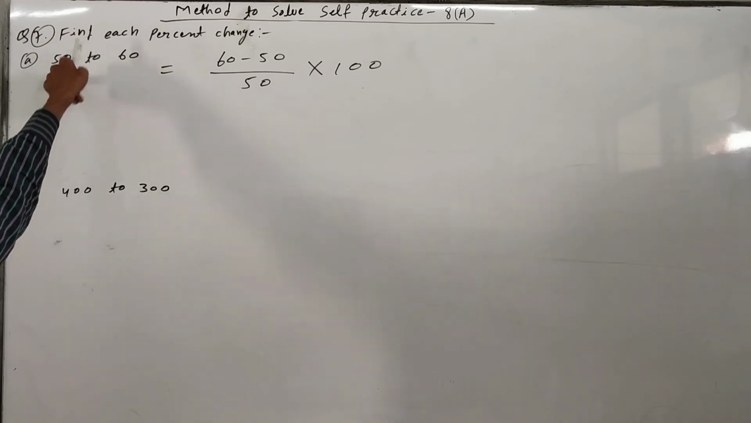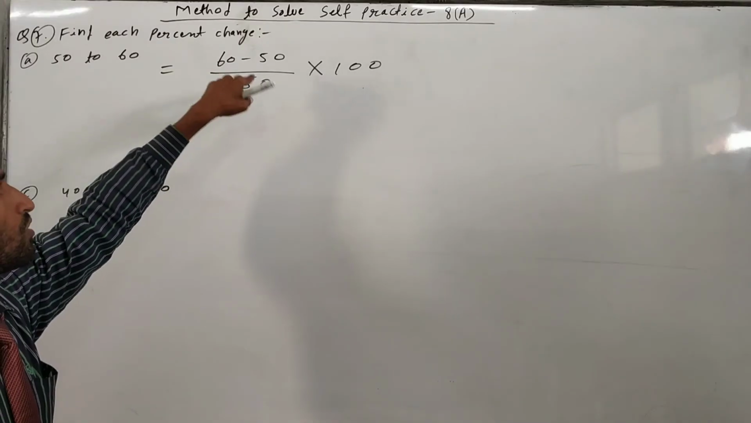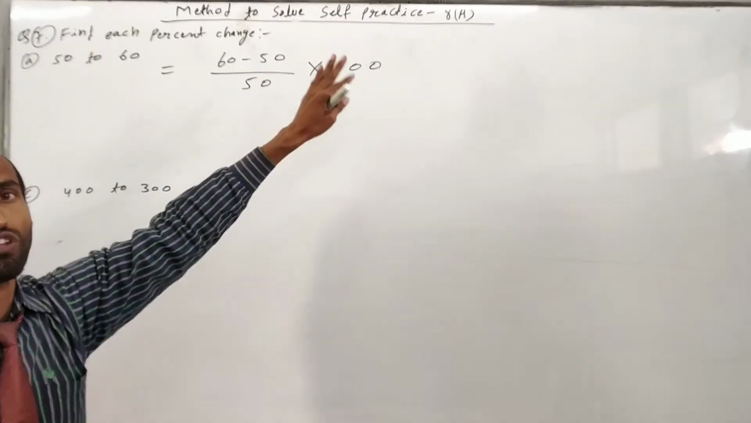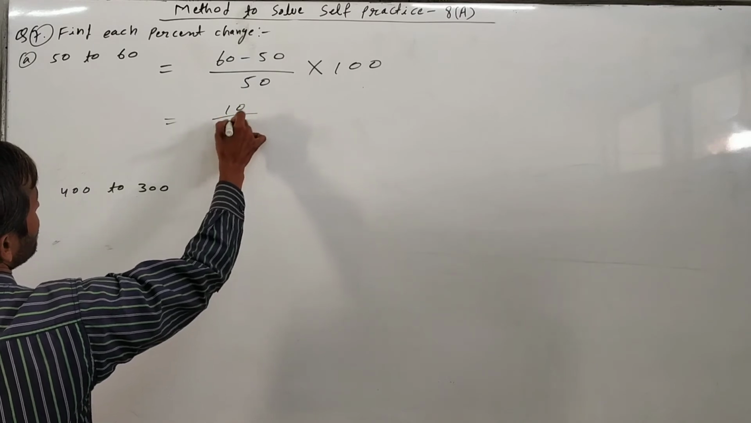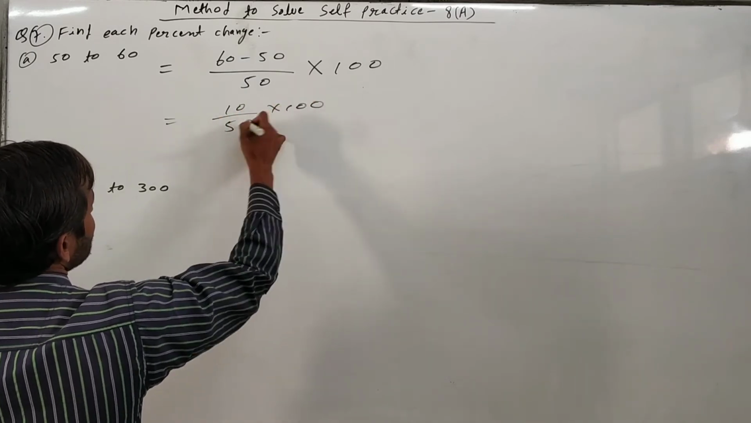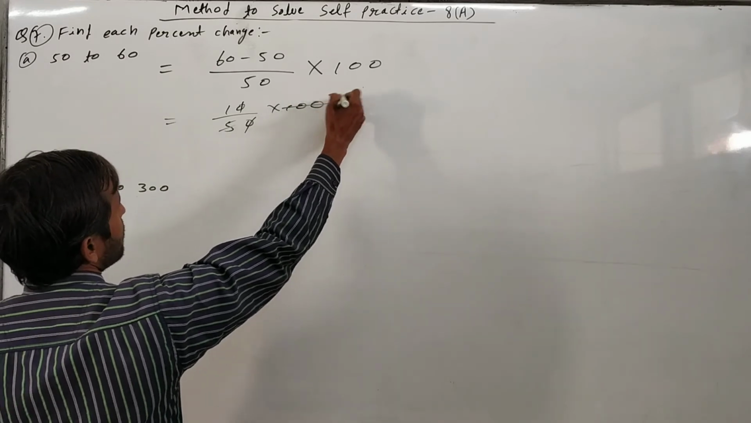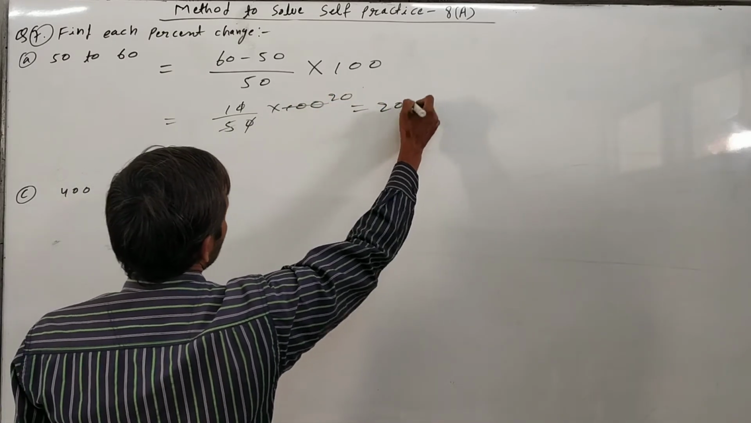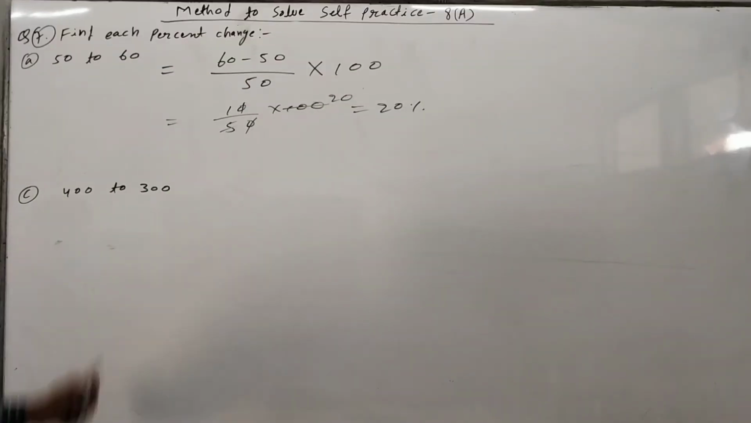So 60 minus 50 upon 50 into 100, means change upon original into 100. Like this we have to use here. So subtract, 10 upon 50 into 100. Then cancel out 0, 0, and then cancel by 5, 100 becomes 20. So 20% is the answer. 20% change. Again here we have to find the change.